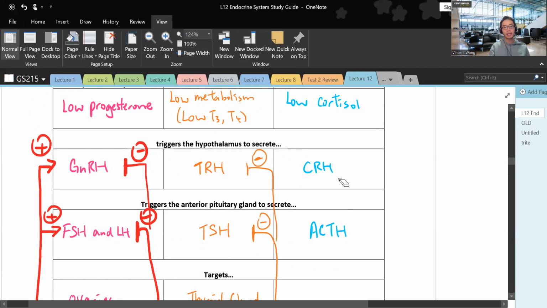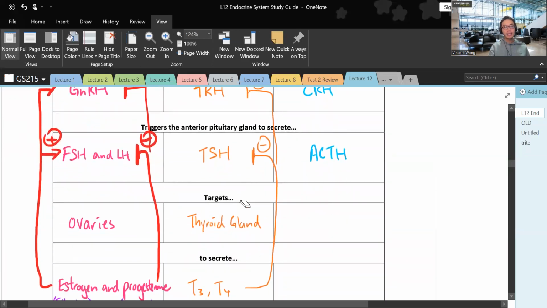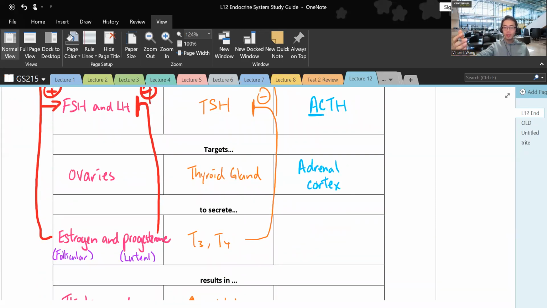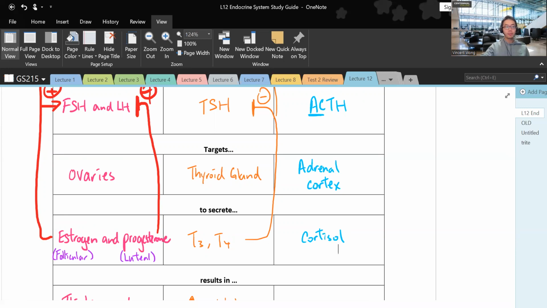You can just look at the highlighter that we did for the previous diagram. And the ACTH will target the adrenal cortex. Right? That's what the AC is referring to, right? The adrenocorticotropic hormone. It's talking about the adrenal cortex. And the adrenal cortex will secrete two groups of hormones, right? The mineralocorticoids, such as aldosterone, or the glucocorticoids, such as cortisol. And we are using cortisol as an example here.